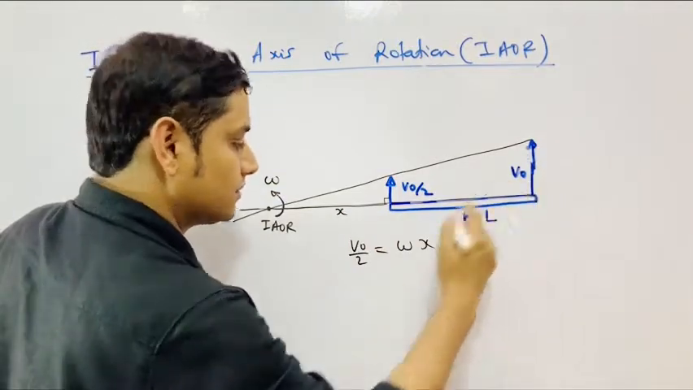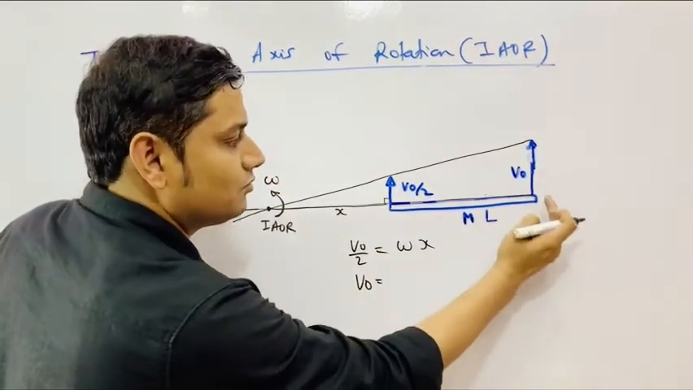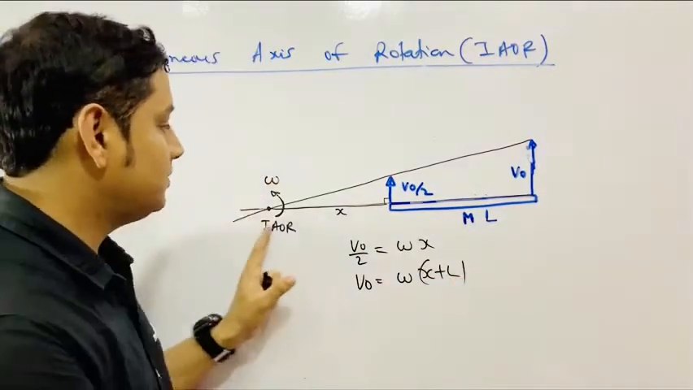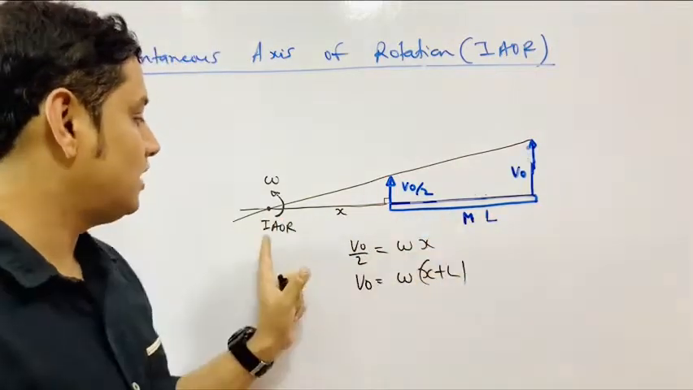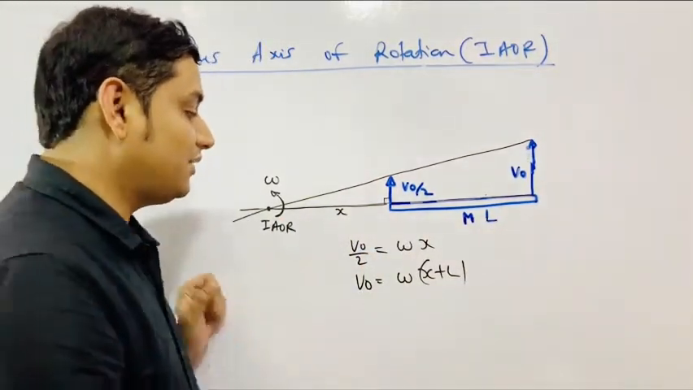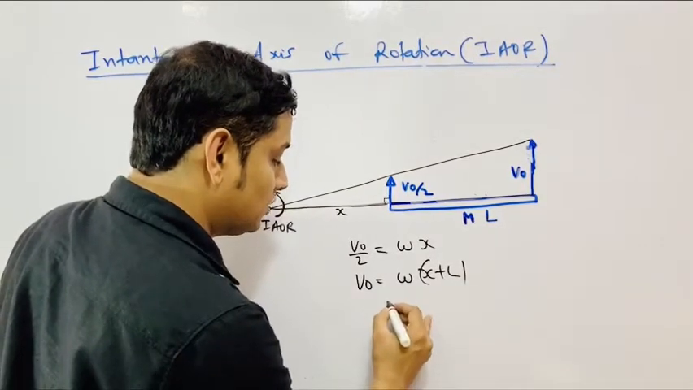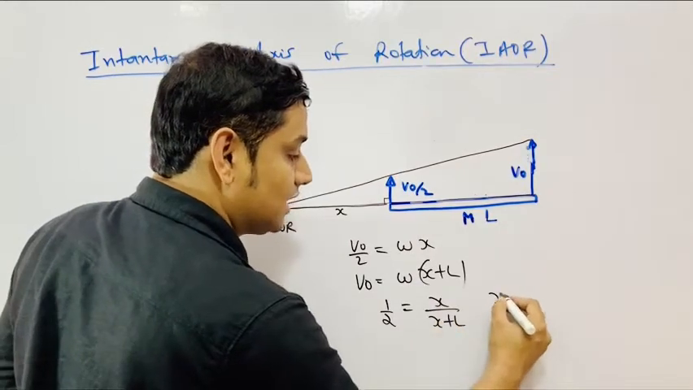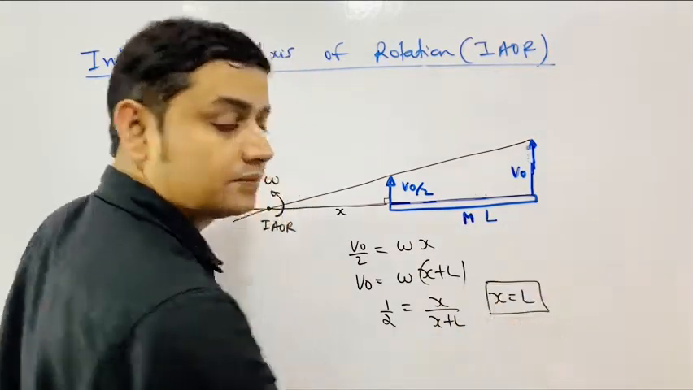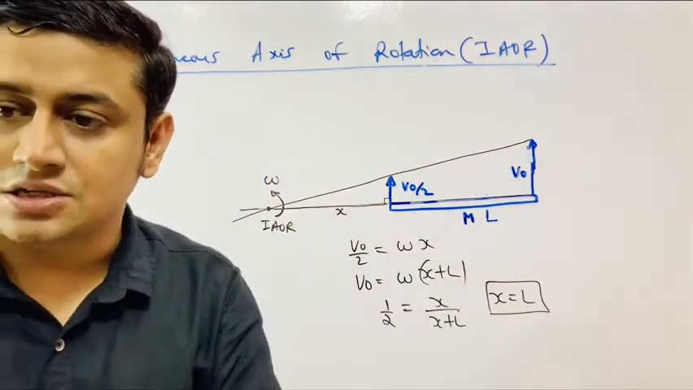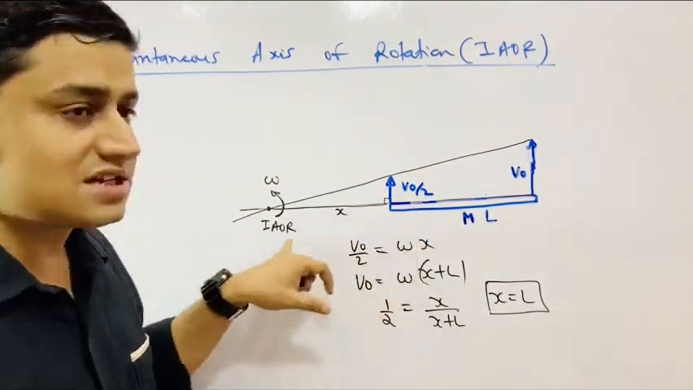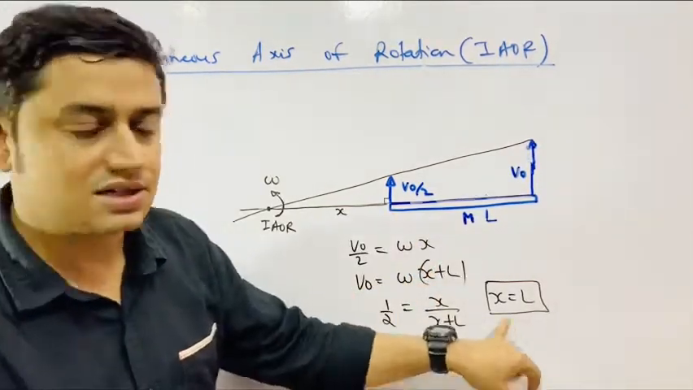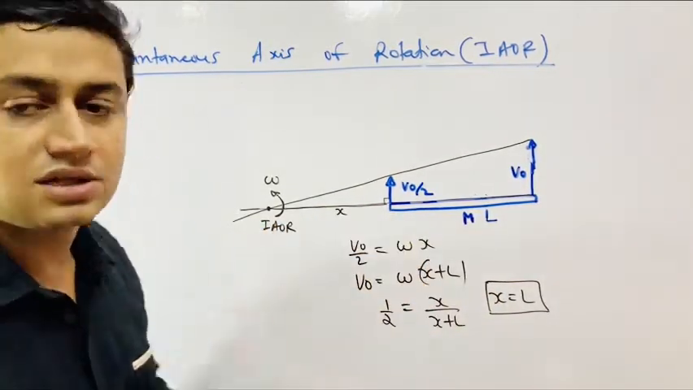And what about this? V naught would be equal to omega into the distance of this point from this axis, which is x plus L. Understand? From here to here x, here to here L. Divide the two. You would get 1 by 2 is equal to x by x plus L. That means x is equal to L. Where is the instantaneous axis located? It is located L distance left of the left end.